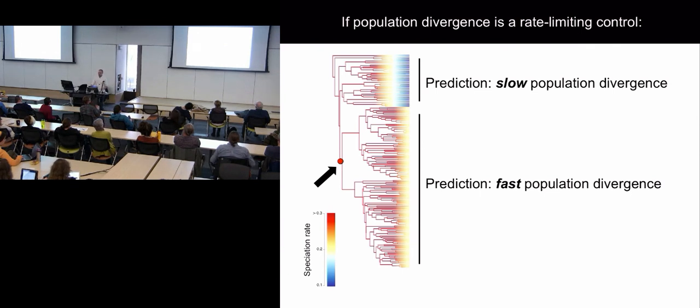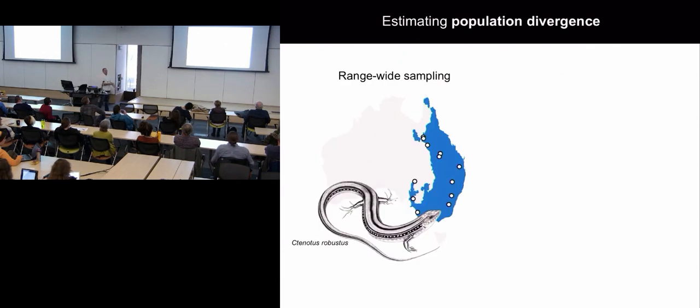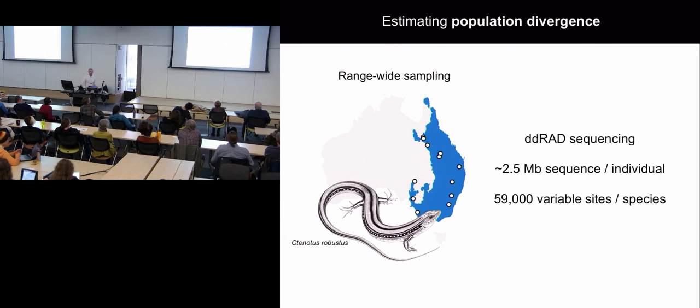Now, how do we do this in practice? Well, we get range-wide sampling for a bunch of species of lizards. Here's a distribution of samples for a single species, Ctenotus robustus. And we use double digest RAD sequencing, got about 2.5 megabases sequenced per individual, about 59,000 variable sites per species.